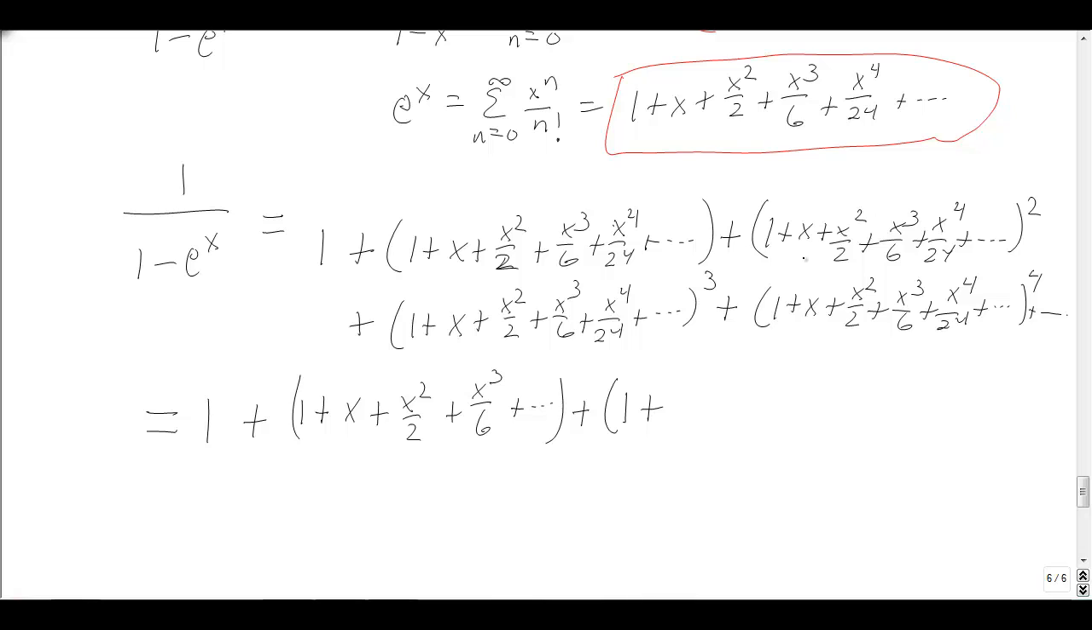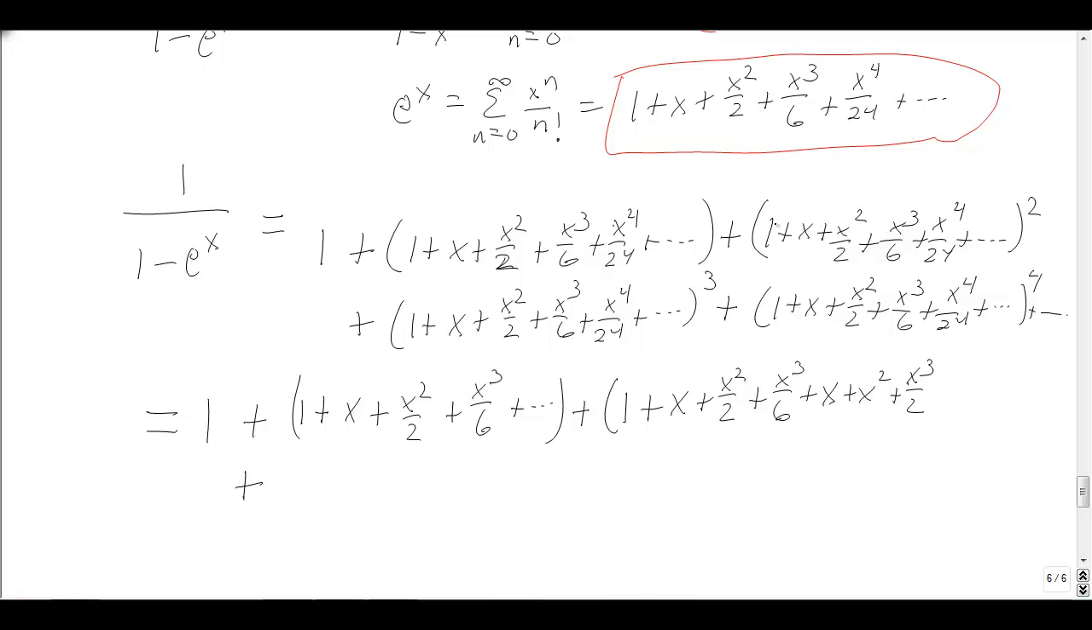1 times x, that'll give me an x. 1 times x squared over 2 is x squared over 2. 1 times x cubed over 6 is x cubed over 6. But then I could do the same thing with x. X times 1 is x. X times x is x squared. X times x squared over 2 is x cubed over 2. And then if I go any further, I'll get x to the 4th and higher. And then I'll keep going here.